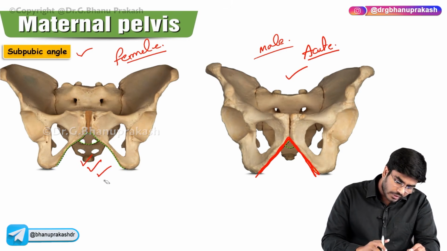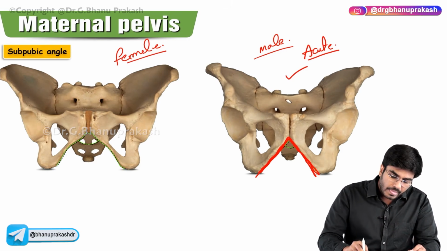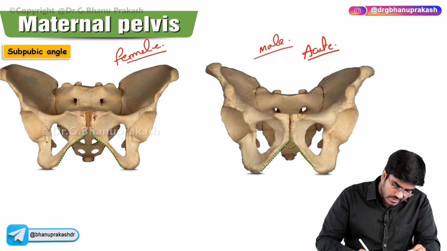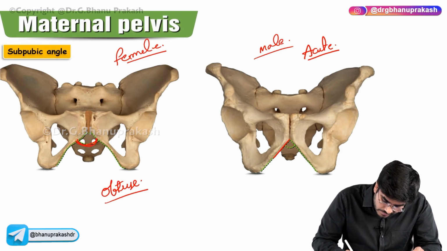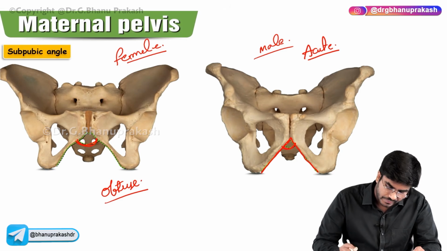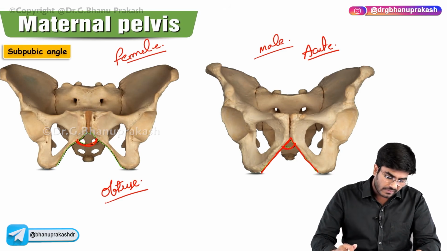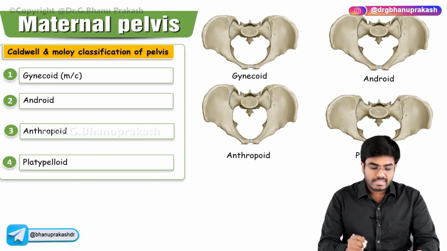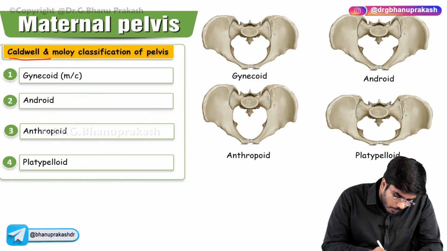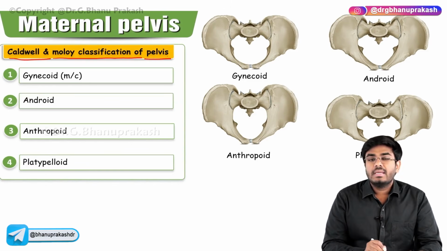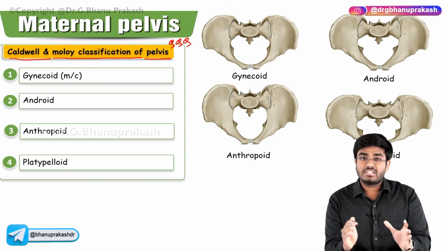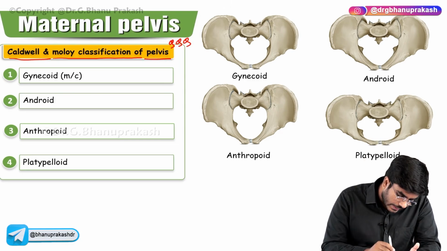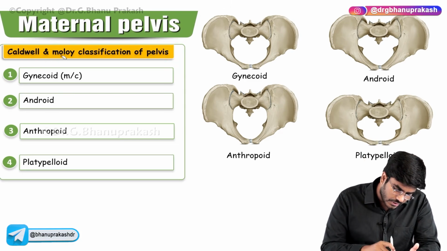So at the end of the day, what I am trying to put into your mind is that the female pelvis has an obtuse subpubic angle, but males have a very sharp subpubic angle. Now after this, let's see the Caldwell and Moloy classification of pelvis. Guys, this is very, very important. They will ask you, what is the classification system used for classifying the pelvis? It is the Caldwell and Moloy classification of pelvis.